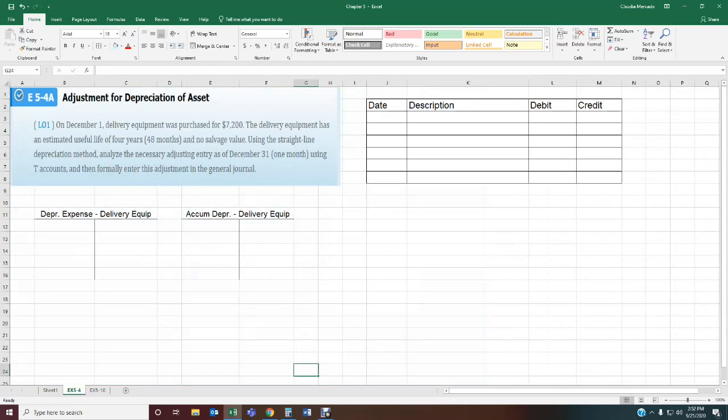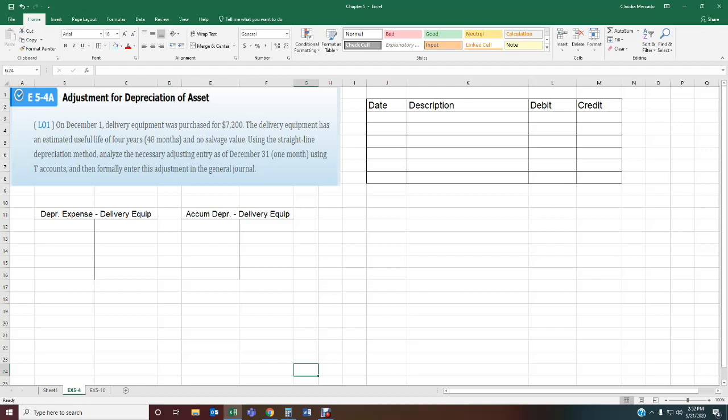Okay, so the first problem that I'm going to do is exercise 5.4, which deals with adjustments for depreciation of assets. Okay, so this problem states, on December the 1st, delivery equipment was purchased for $7,200. The delivery equipment has an estimated useful life of 4 years, which is equal to 48 months, and it has no salvage value. So that basically means that we're going to depreciate it to the very end.